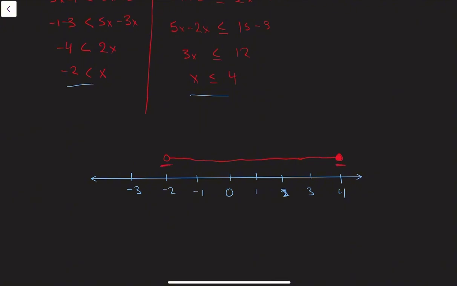And to represent this in interval notation, fairly simply, negative 2, open bracket, since it is an open interval, we don't have any sign under here. And on the other side, we go till 4 with the closed bracket, since we have the less than or equal to symbol. And this is our solution.